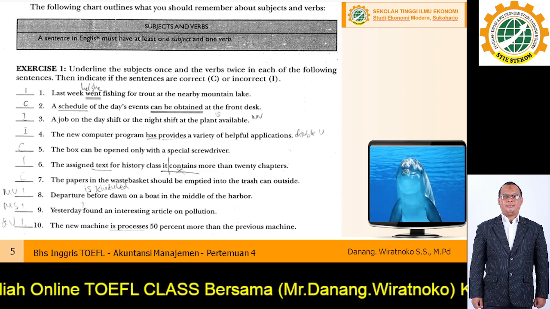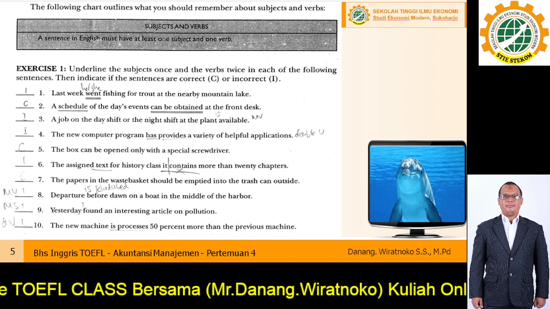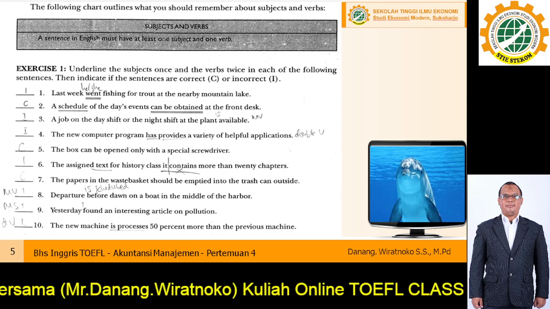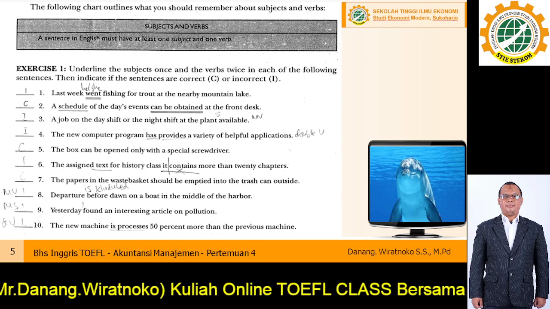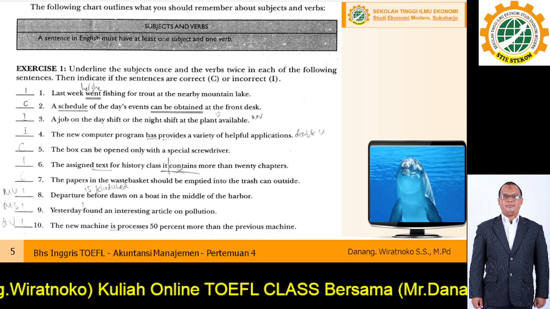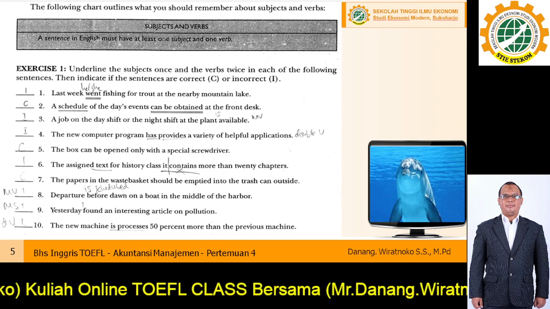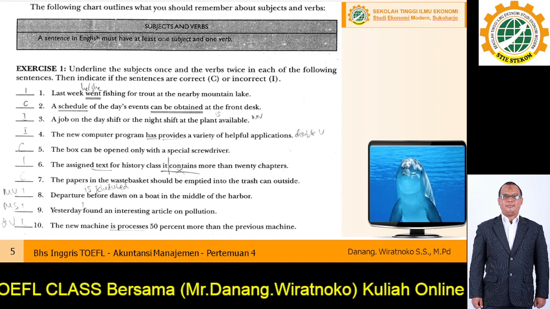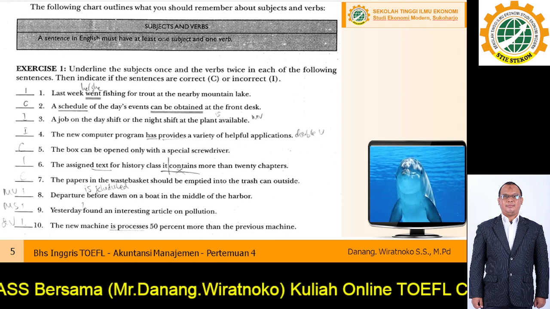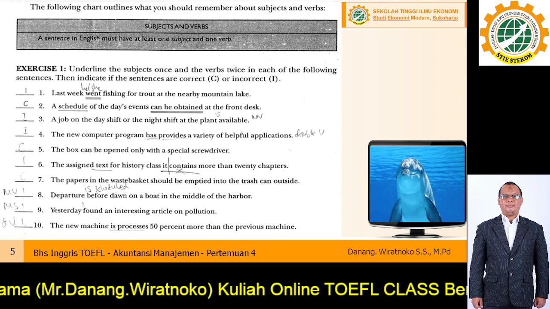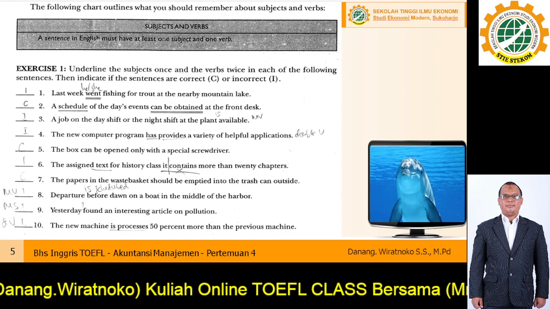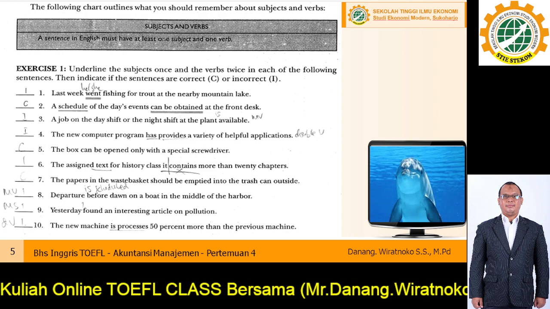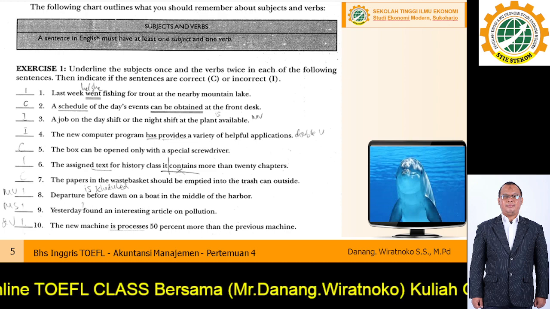Okay, this one, a job on the day shift or the night shift at the plant available. This one is incorrect. Okay, karena di sini kekurangan verb. Yeah, no verb. Okay, so a job on the day shift or the night shift at the plant available. Now, apa available? Harusnya is available. Jadi yang a job on a day shift or a night shift at the plant itu semua adalah subject. Okay. And then number 4.